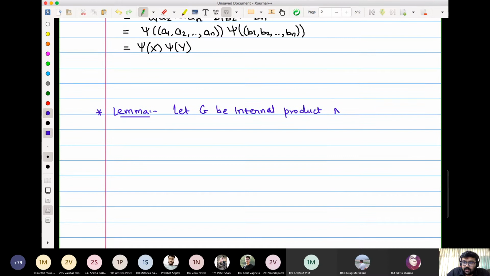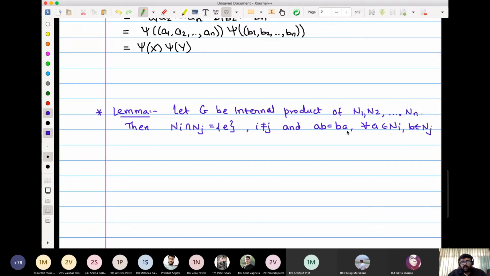So let G be the internal direct product of N1, N2, and so on. These are all normal subgroups, Ni. Then what we need to show is that Ni intersection Nj is identity when i is not equal to j, and show that AB equals BA for all A in Ni and B in Nj. Once you show this, you are done.